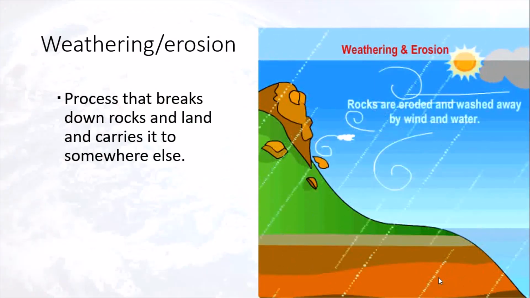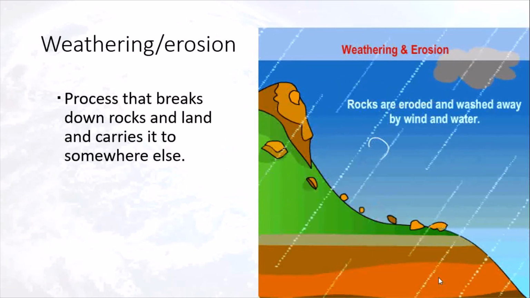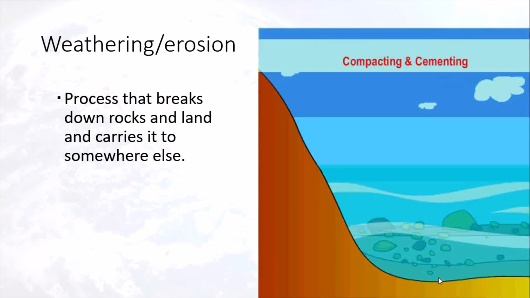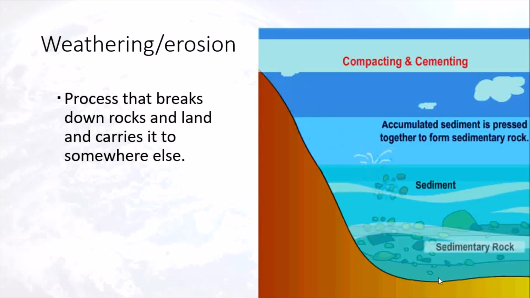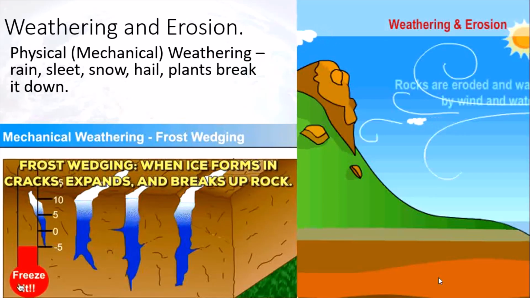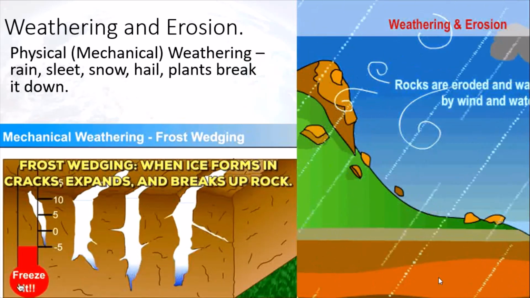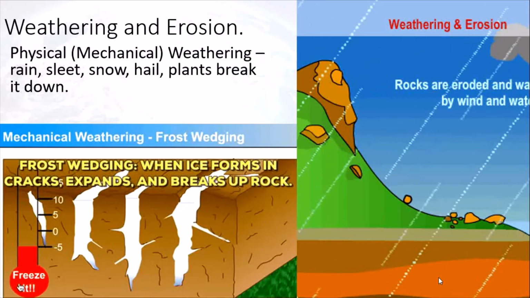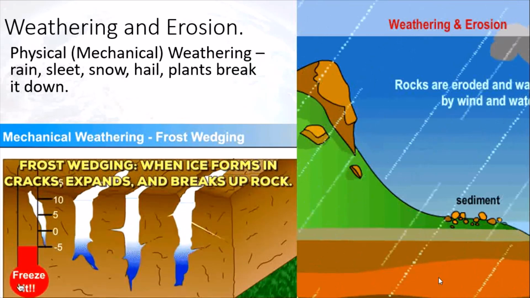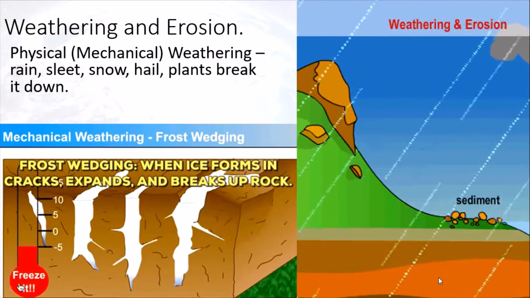Next, I want to talk about weathering and erosion. This is the process that breaks down rocks and land and carries it to somewhere else. If you notice on the little insert on the right, you'll see that it's showing you how weathering and erosion works. And it's going to go through this whole process of making a sedimentary rock. But for now, let's look at weathering and erosion. So with weathering and erosion, you've got what we call physical weathering, or mechanical weathering. That's things like rain, sleet, snow, hail, plants, things like that. They break down big chunks of rock.